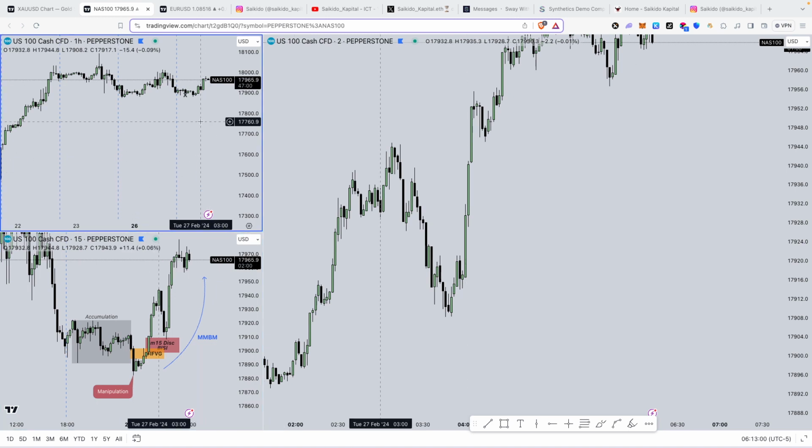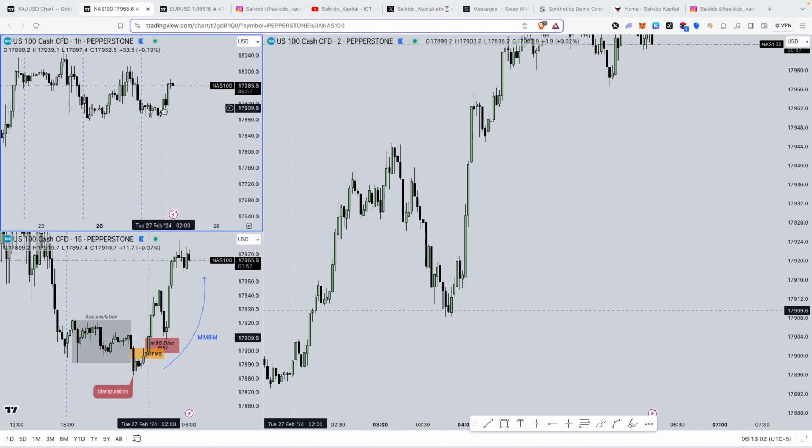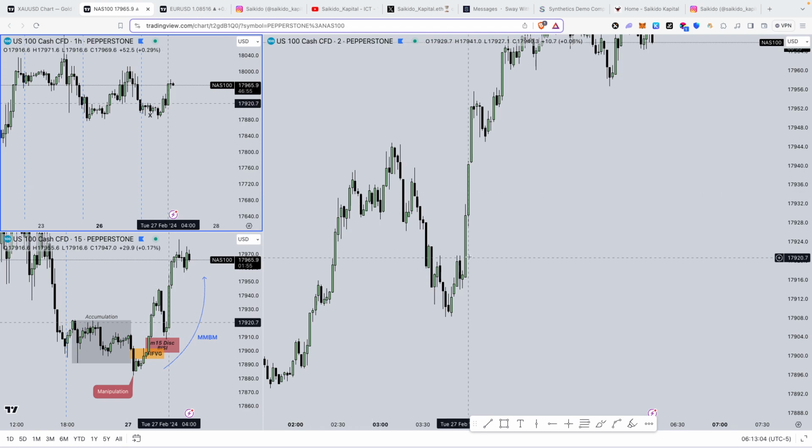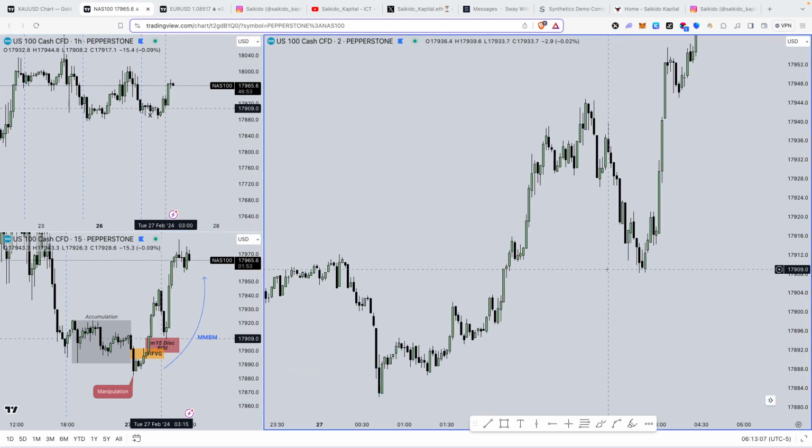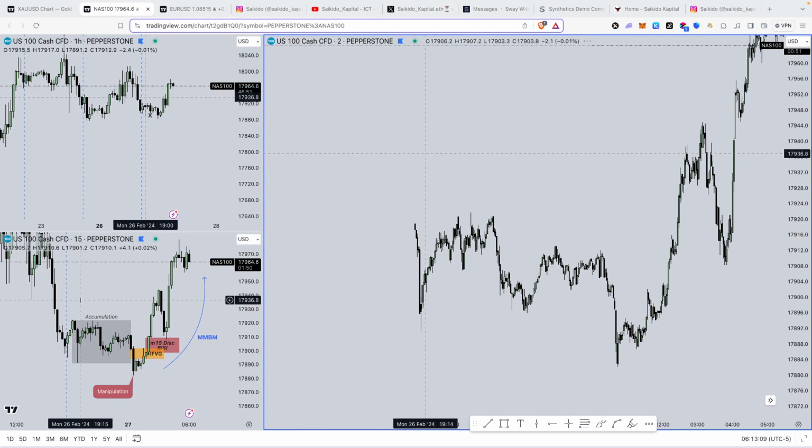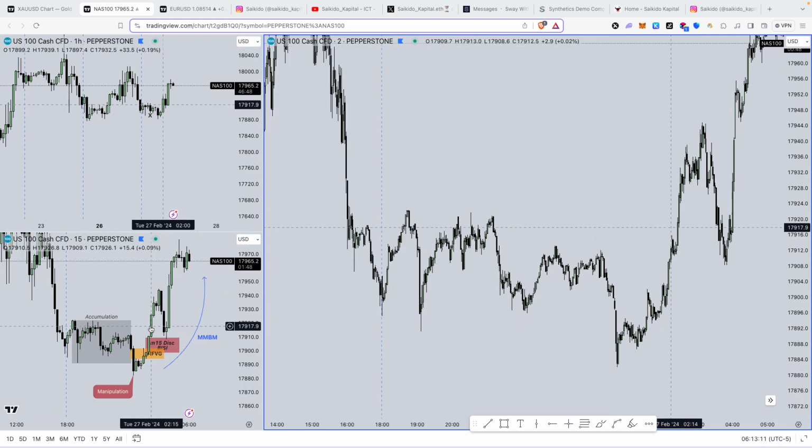This is 1 hour. I'm using 1 hour to get the bias, and then 15 minutes for market structure, then 1 minute for an entry. So now let's go to 1 minute. Okay, look at the time here. The time when this happened, it was already 2.